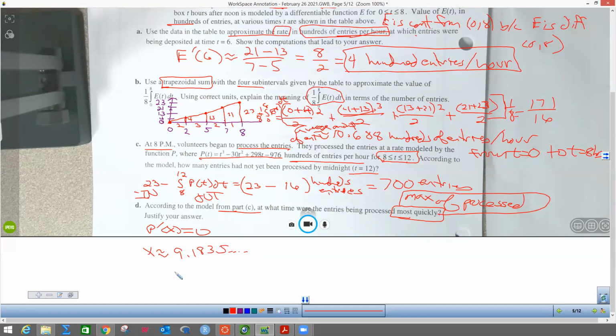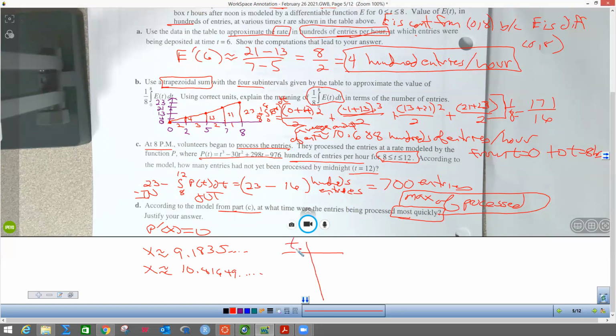9.1835... I'm not rounding that answer yet, and also at 10.81649. And if you remember, absolute max and mins can also include the endpoints. So we must include the endpoints to those 2 things, because those can be the critical numbers. So we're going to make a T-chart, and this is going to be the justification of my answer.